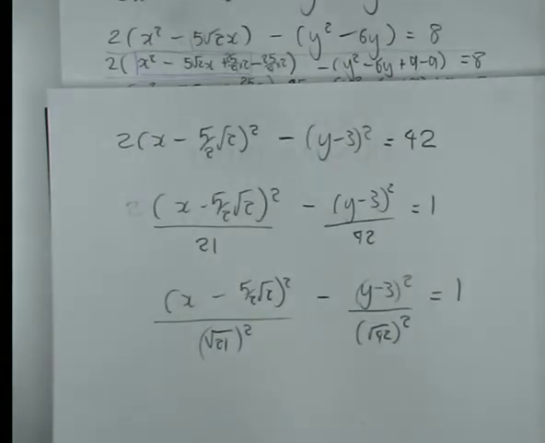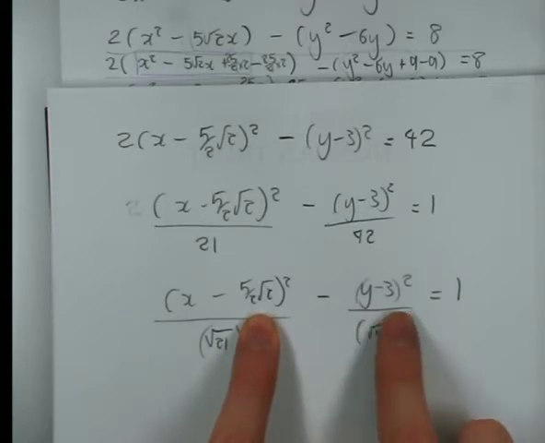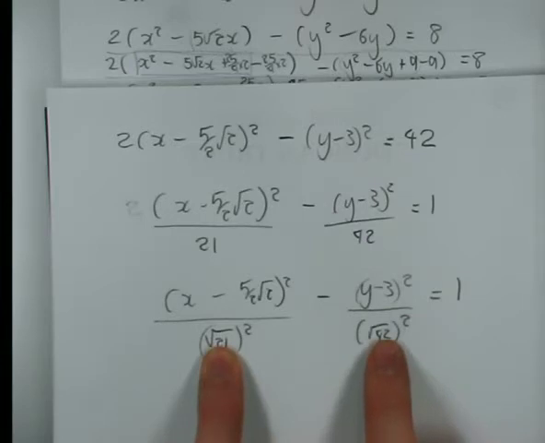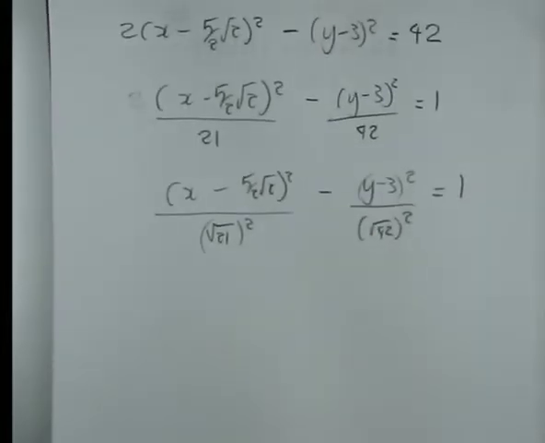So what this is telling me is that the centre of this hyperbola is at 5 on 2 root 2 and 3. That's what those two numbers there are. That's the centre of the hyperbola. The radius in the x direction is this, the root 21. The radius in the y direction is root 42. And it's going to point along the y-axis. The hole is going to be on the y-axis.